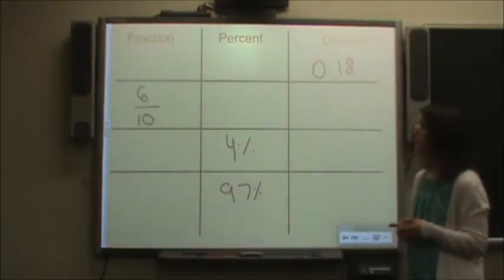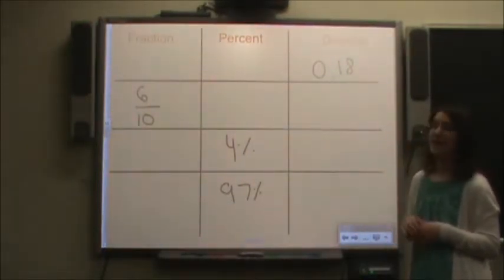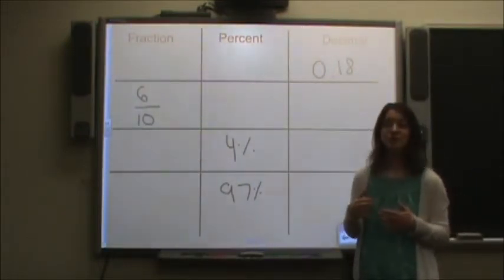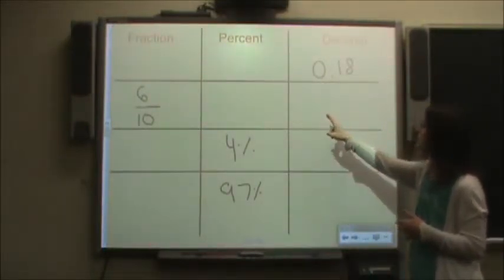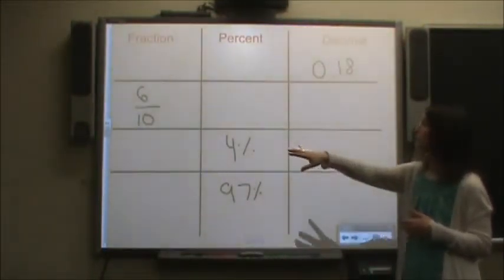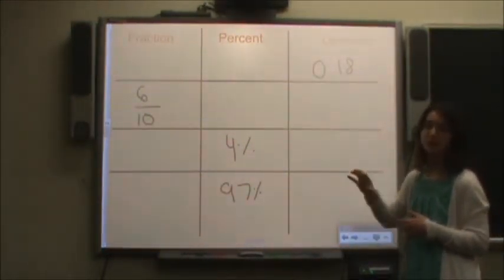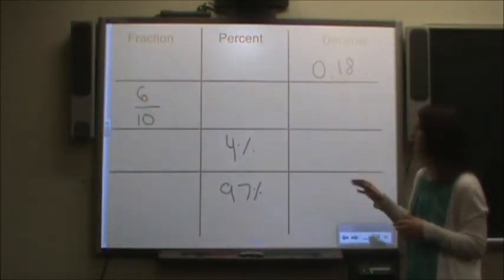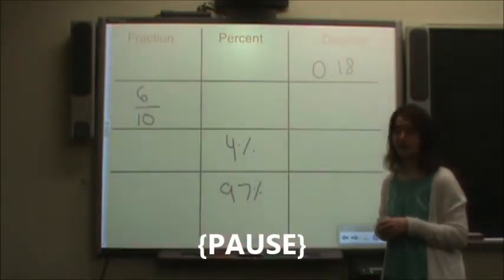Now you're going to work on this chart. I have given you some information. I've either given you the decimal, the fraction, or the percent. And using what you know now about fractions, decimals, and percents, you're going to figure out the equivalent percentage and the equivalent decimal, or the fraction and decimal, or the fraction and percent for each row. So you're going to continue using the chart that you were using on your paper and fill it out with these 4 new quantities. Pause your video and do that now.